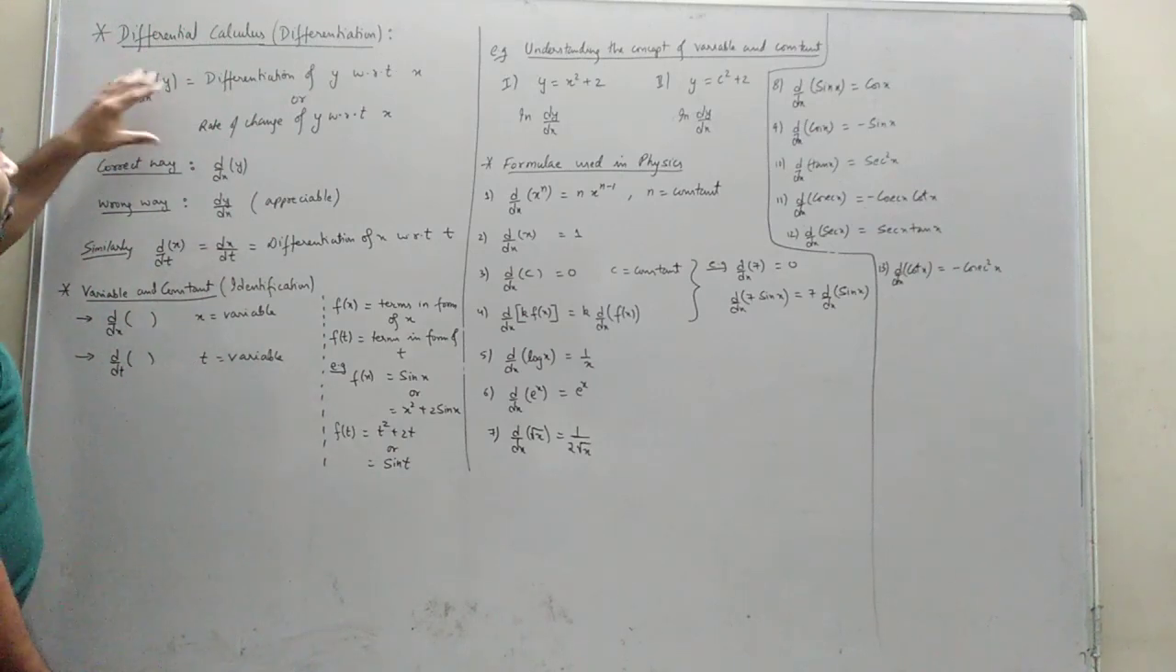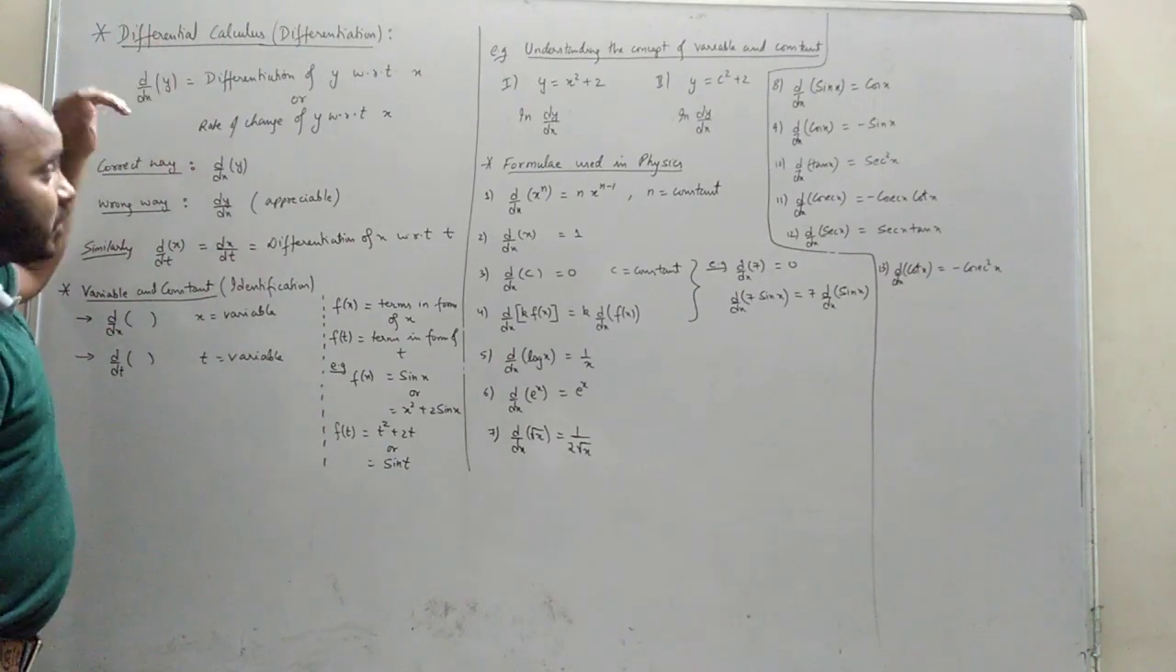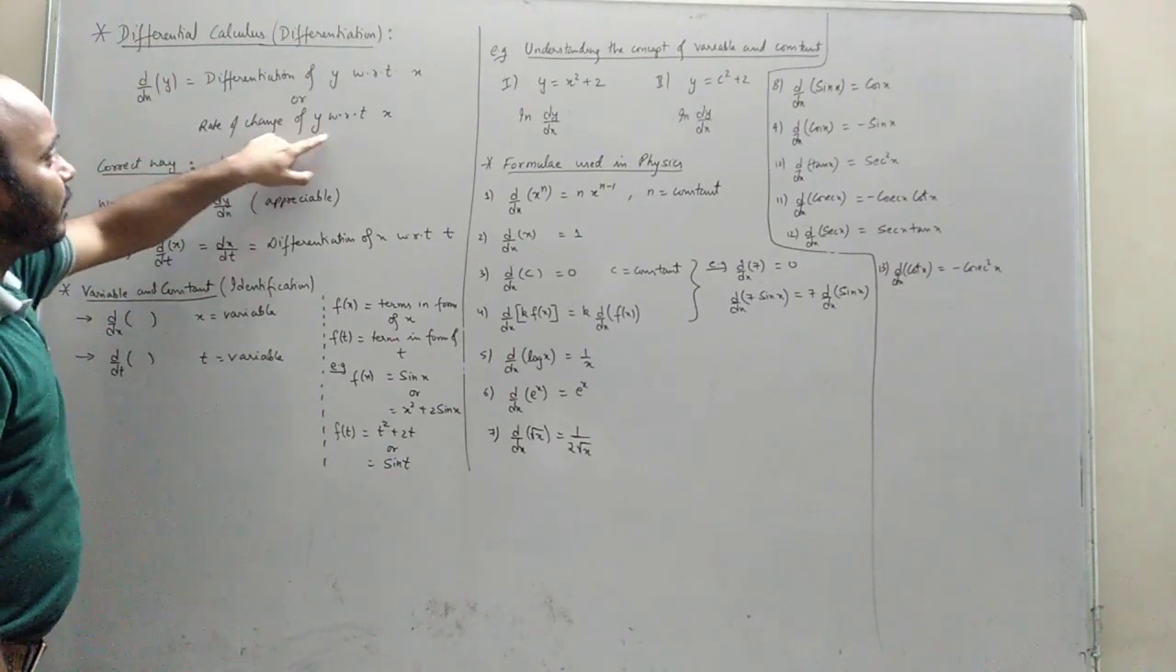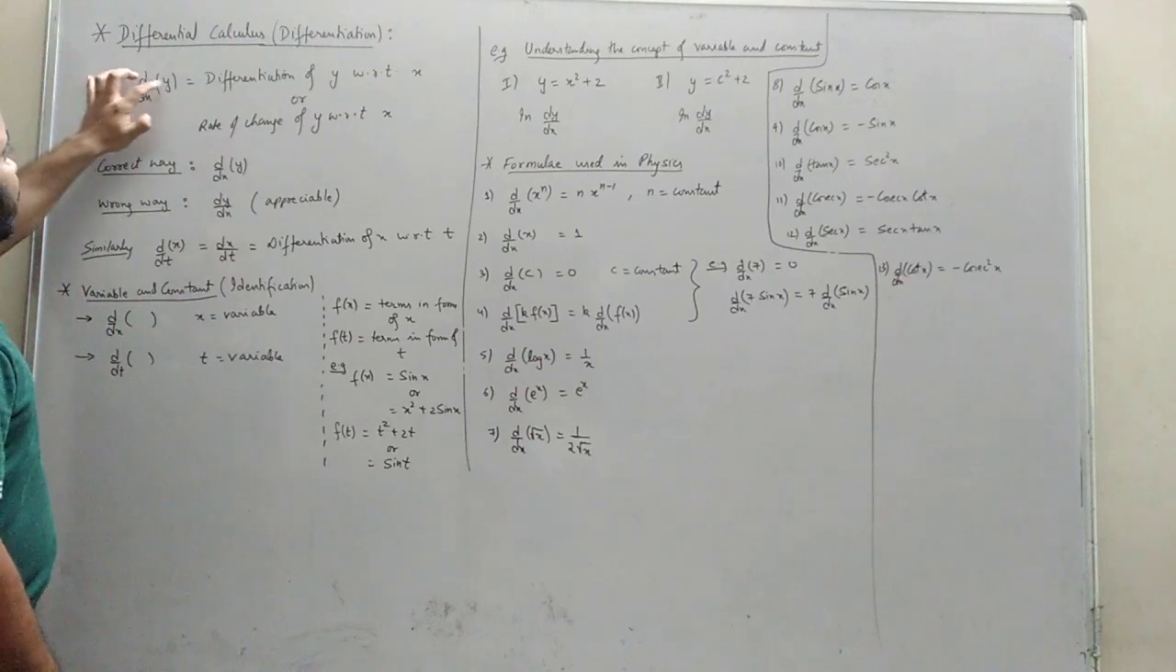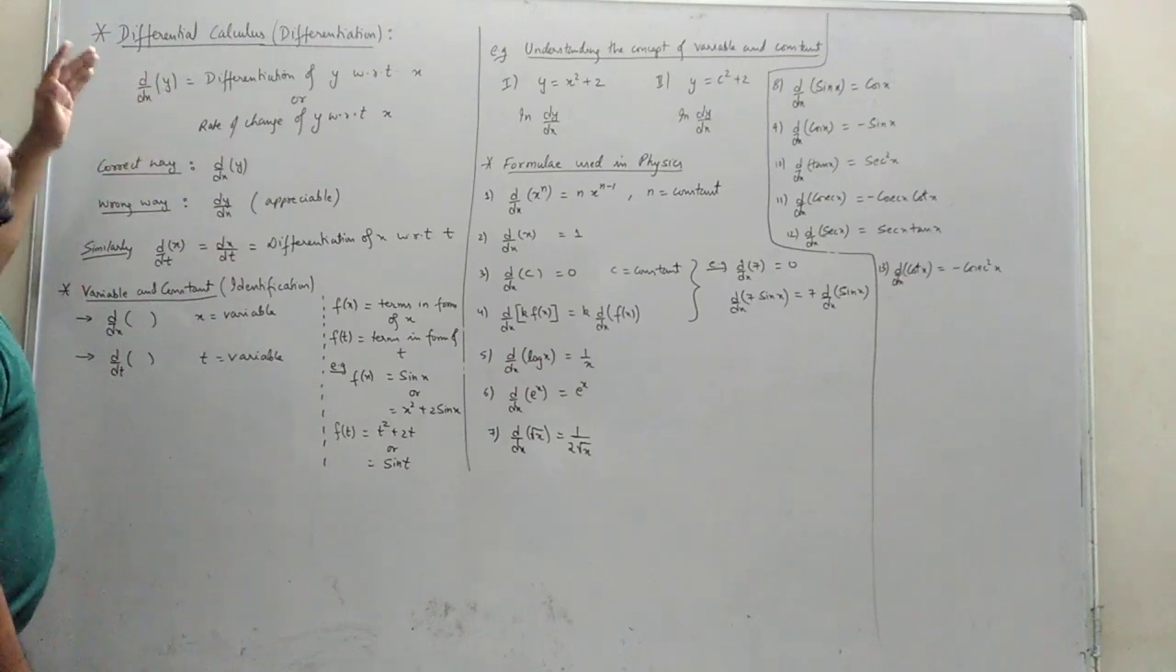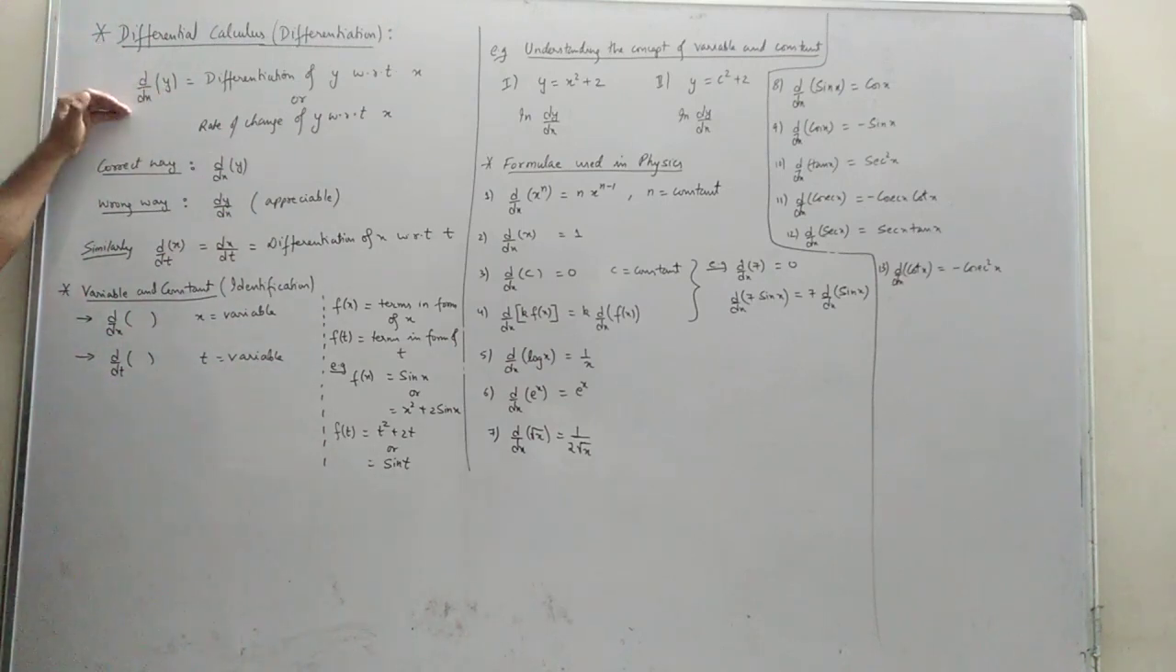This can also be read in a math-physics way: rate of change of y with respect to x. So whenever we write d by dx, that is differentiation. Then we can change the variables here and here.